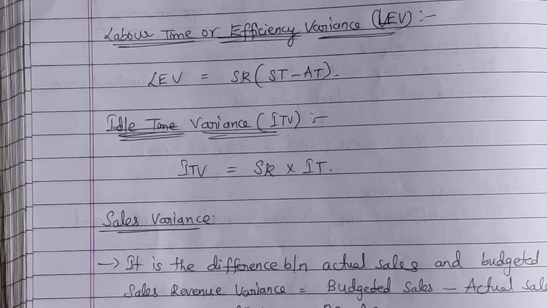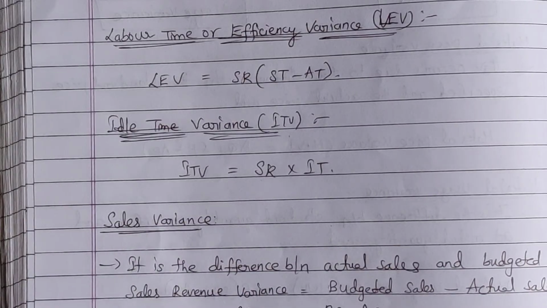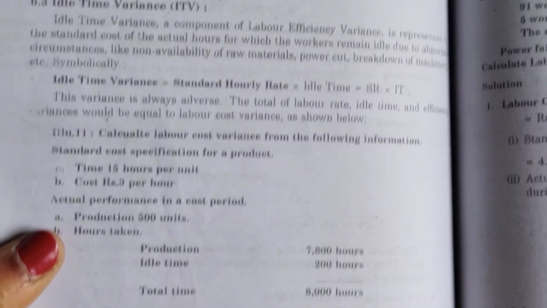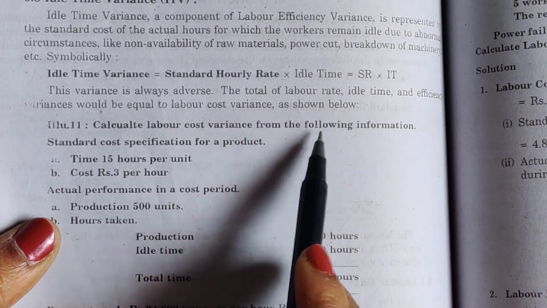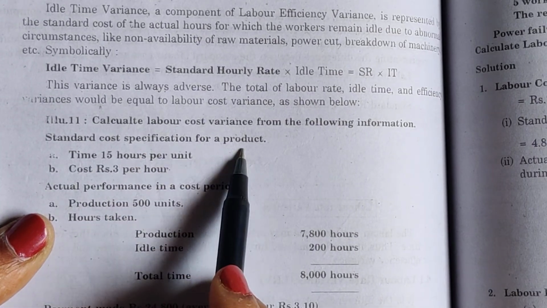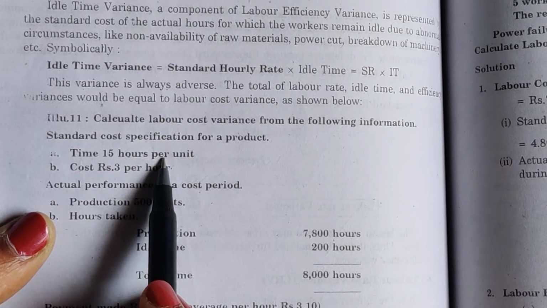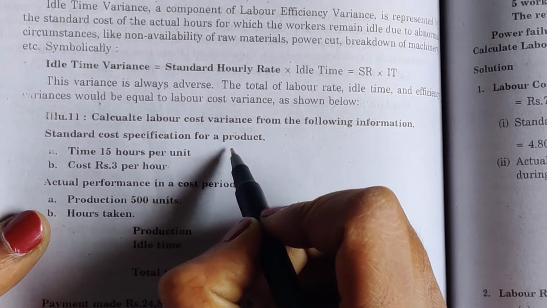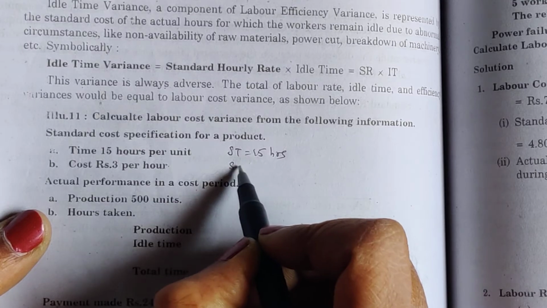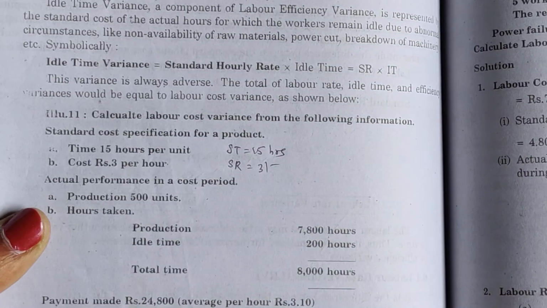So here we will discuss one particular problem, in order to get all these variances in one single problem. Calculate the labor cost variance from the following information. Standard cost specification for a product: time is 15 hours per unit, which means the standard time is 15 hours. Standard rate is 3 rupees per hour.